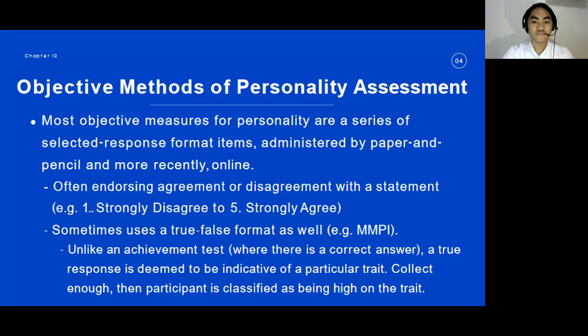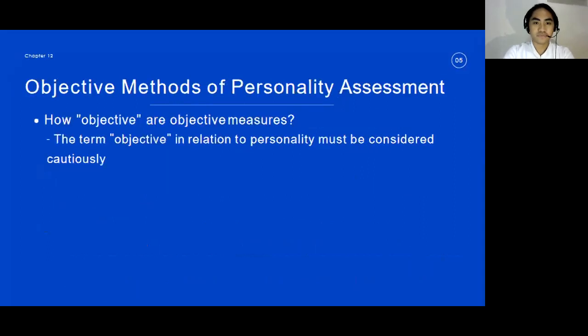Unlike an achievement test where there is a correct answer, there is really no right answer to a personality test as long as you're giving a true response. A true response is deemed to be indicative of a particular trait. And if you collect enough items, then you can build up an impression of someone's psychological makeup.